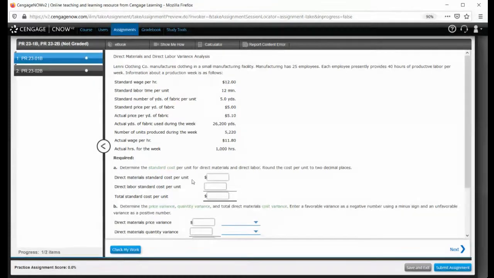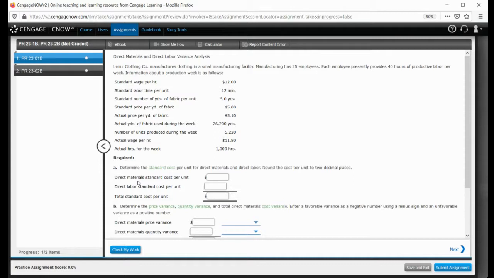There are formulas that we can use to help us with this. And it tells you also, make sure you read carefully, that you're going to round the cost per unit to 2 decimal places. So the first thing we're going to look for is the direct materials standard cost per unit.